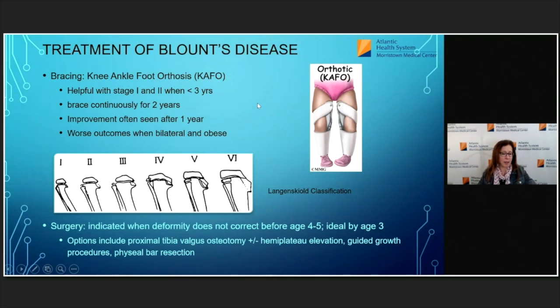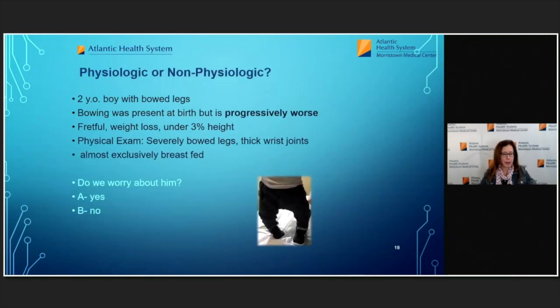And just to point out that sometimes with these very mild cases, even if you don't brace them, they will resolve. But if you do have progression, then surgery is indicated, and you want to get in there probably when they're in their threes, before they're four or five. And options are going to include a proximal tibia osteotomy, guided growth, physeal bar resection, and hemi plateau elevation, which we'll look at again in a little bit.